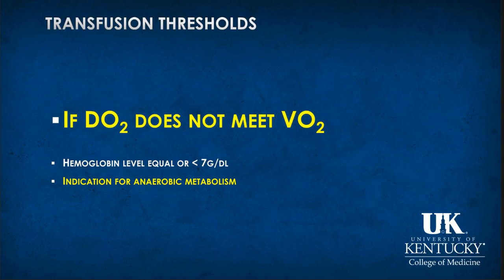That also would be equivalent to a hematocrit of 21%. Or if you find other indication for insufficient oxygen delivery, as it could be mental status changes, EKG changes, or indication for anaerobic metabolism, such as metabolic acidosis, increase in lactate production, or a decrease in mixed venous saturation.